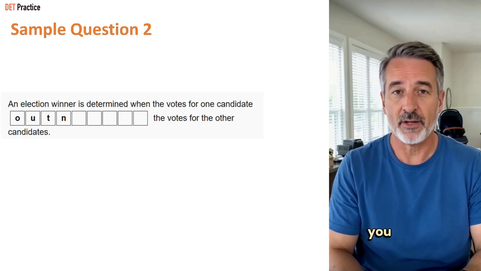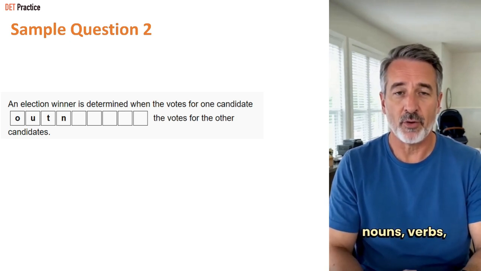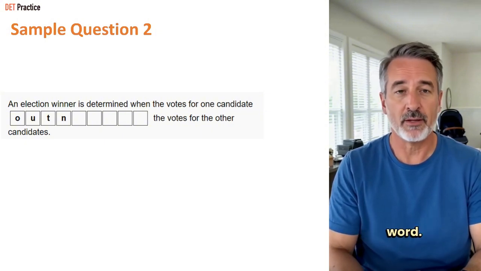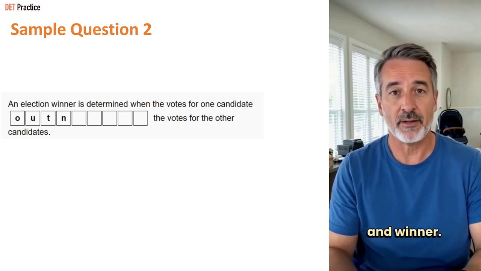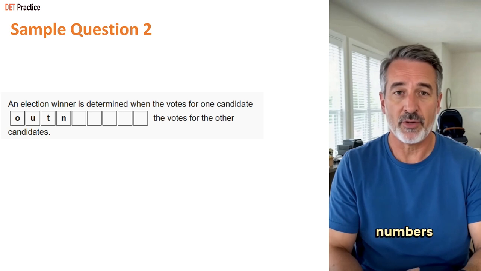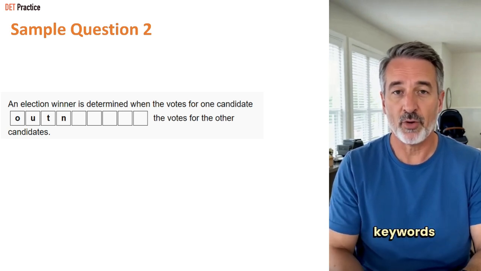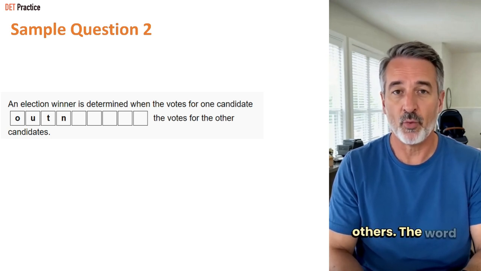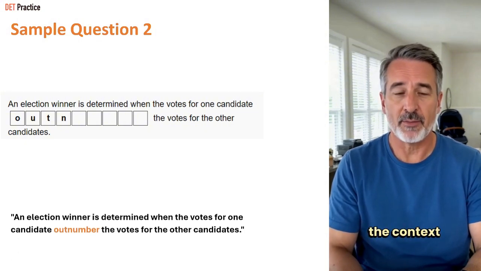In this case, you need to identify content words in the sentence, nouns, verbs, adjectives, and adverbs, as they often hint at the missing word. The keywords here are votes, candidates, and winner. These imply a comparison of numbers in an election context. The analysis shows that these keywords suggest the winning candidate has more votes than others. The word outnumber, meaning to exceed in number, fits the context perfectly.